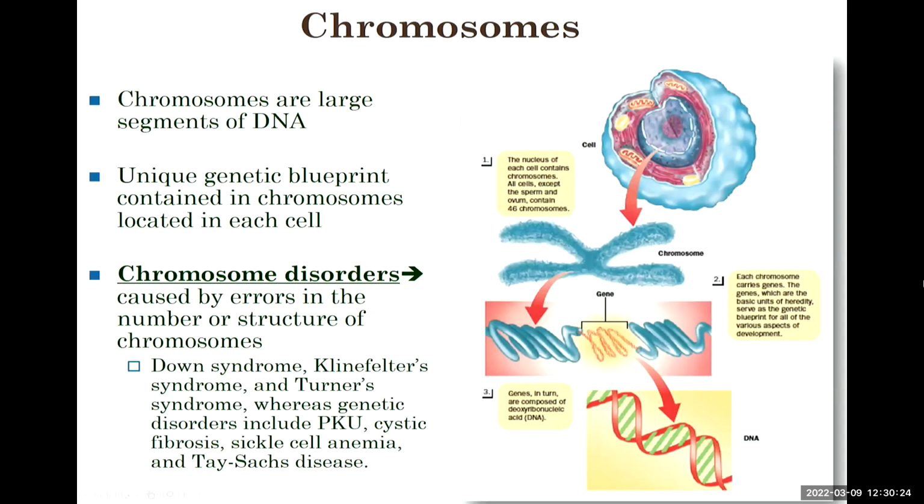Chromosome disorders. Down syndrome is probably the one you have heard of most commonly. Down syndrome is a chromosome disorder. Then there are Klinefelter's and Turner's. And then you have genetic disorders like PKU, cystic fibrosis, and so forth. Chromosome disorders are errors in the structure of your chromosomes, or in how many chromosomes you have, whereas genetic ones are just part of your genes.